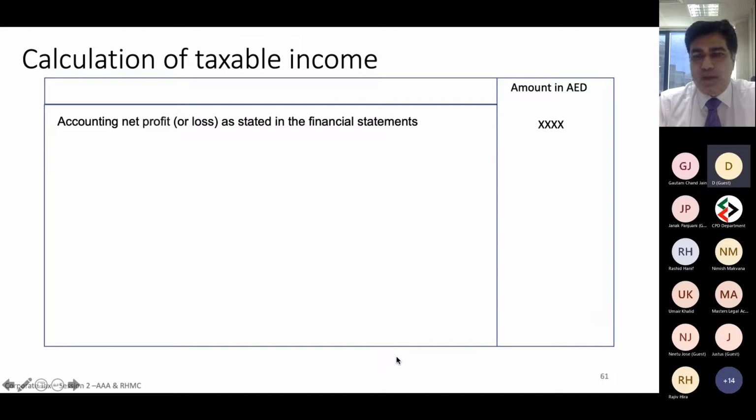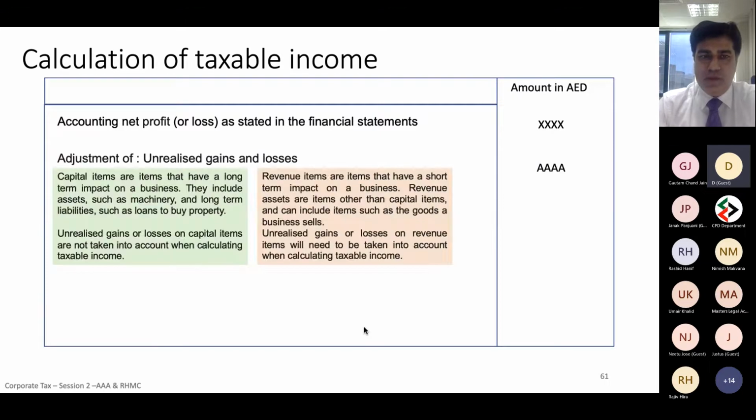Now, how we calculate the taxable income is as simple as that. You start from the financial statement, which is prepared based on the standard principles, that means using the IFRS standards. And then you do some adjustments which are expected to be done. Now, there is an interesting section which says unrealized gains and losses.